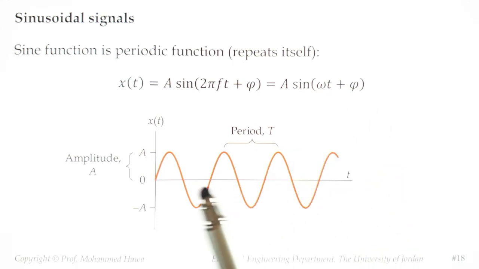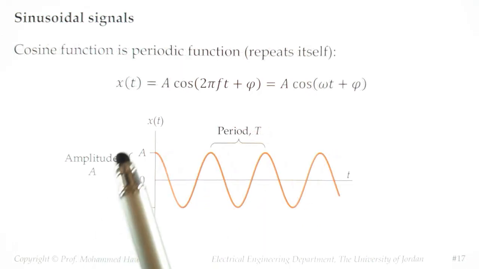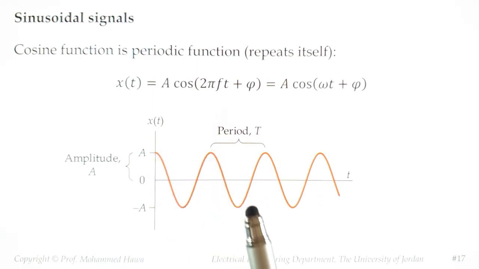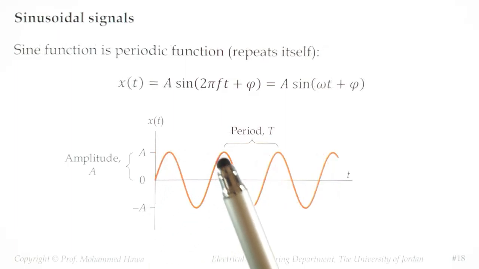This is the shape of the sine. Notice that it starts at 0 here. This is slightly different than the cosine, which, as you can see here, starts at the full amplitude A, and then goes to 0 and goes up again and so on in a periodic fashion. But the sine actually starts at 0, goes up and down, and so on. Let's talk about those three parameters: the amplitude, the frequency, and the phase.